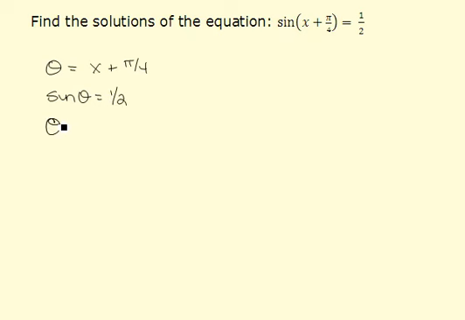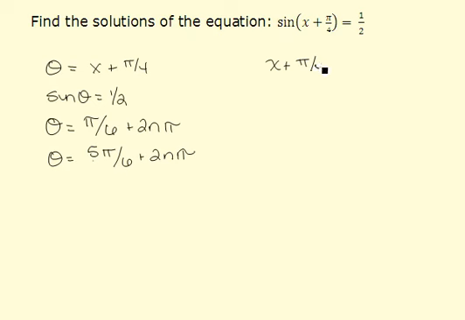This would happen in quadrant 1 at 30 degrees or pi over 6, and it would also happen in quadrant 2 at 5 pi over 6. We know sine of theta cycles around every 2n pi units. Now we can go back to our original equation. We wanted x plus pi over 4 to be equal to our general solutions.